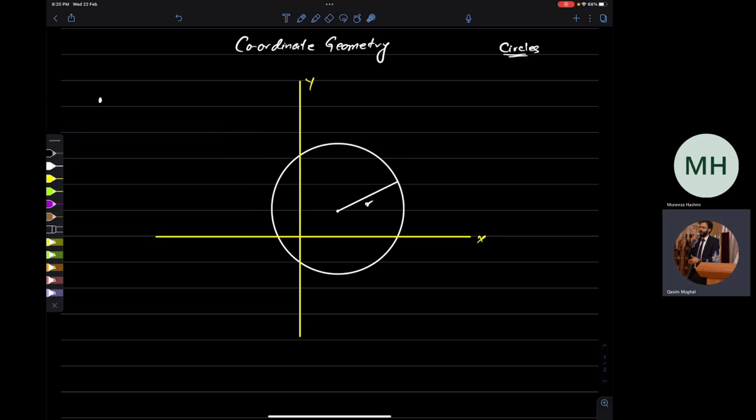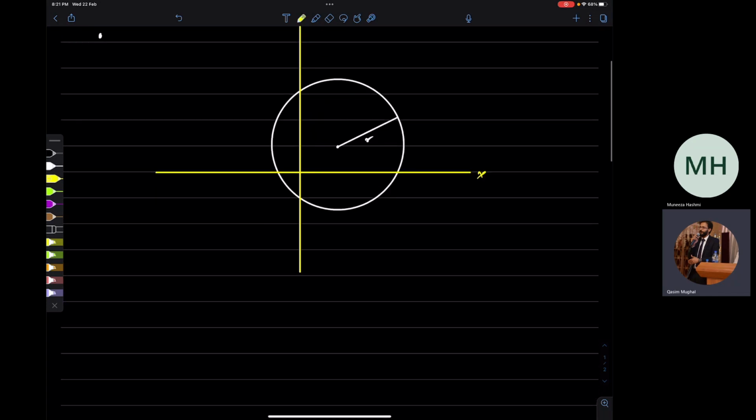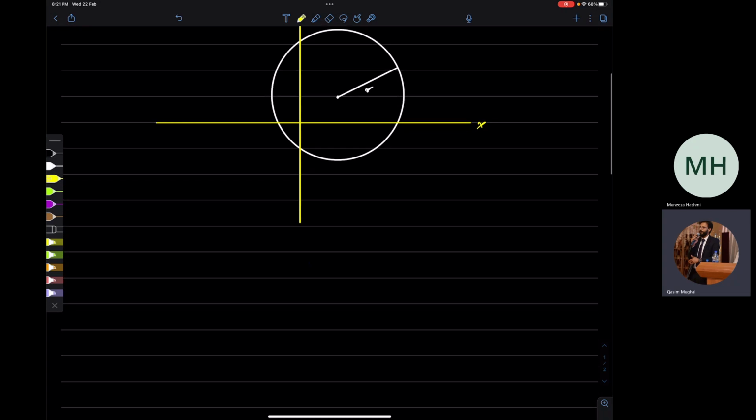So each point over here has an address, the center has an address. This radius has a length, which in coordinate geometry you studied how to find, the length between two points, by using the distance formula. So keeping all the previous concepts in mind, let's see how to write down the equation of a circle.